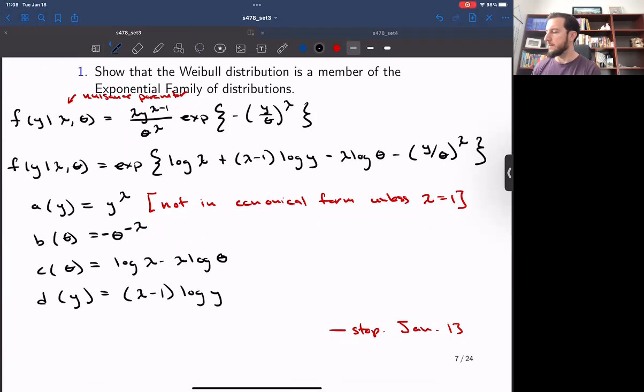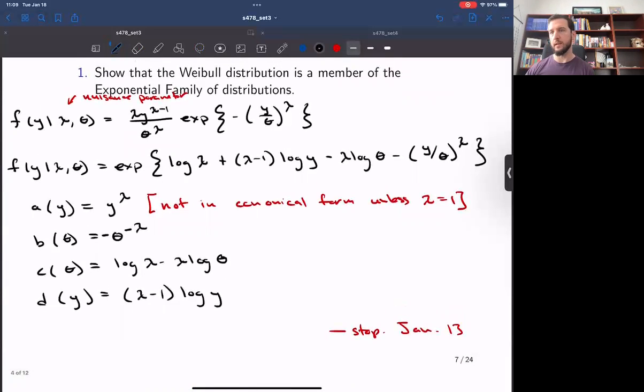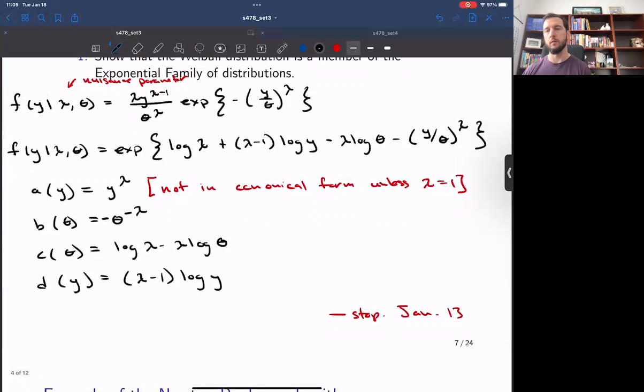Okay. So we have a of y, b theta. It should be negative theta to the negative lambda. I just had lambda there, but there should be a negative given that the last term is negative y over theta to the lambda. Then we have c theta is log lambda minus lambda log theta. And then we have d of y, lambda minus 1 log y. So this is the Weibull distribution in its exponential family representation. And it's not in canonical form because canonical form again means a of y equal to y.